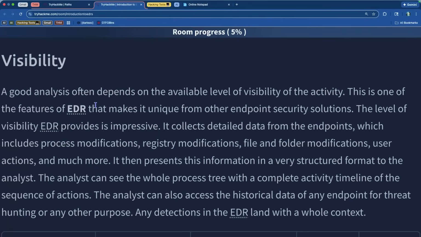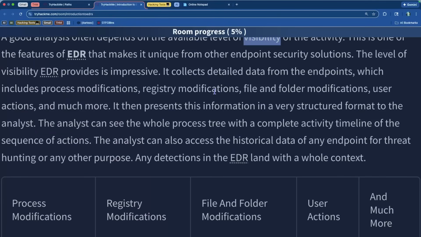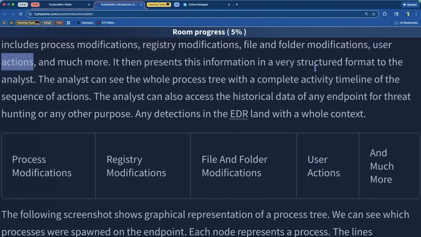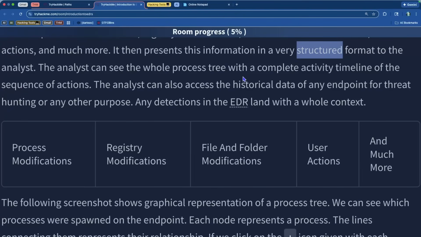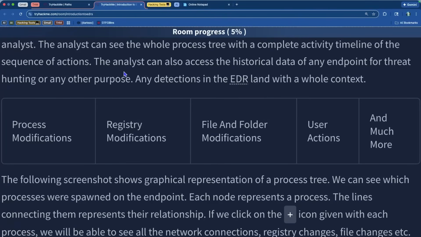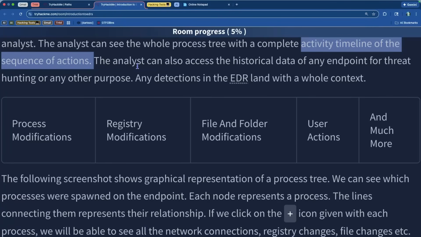So visibility. A good analysis often depends on the available level of visibility of the activity. This is one of the features that makes it unique from other endpoint security, and the level of visibility that an EDR provides is extensive and impressive. It collects detailed data from endpoints, which include process modifications, registry modifications, file and folder modifications, user actions, and so much more. And then it presents this information in a structured format to the analyst. And then the analyst can see the whole process tree in a complete activity timeline of the sequence of actions. This part is super handy right here. The sequence of actions and the timeline associated with them.